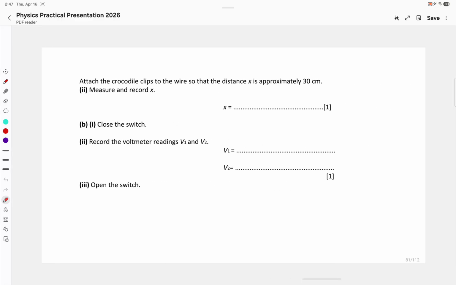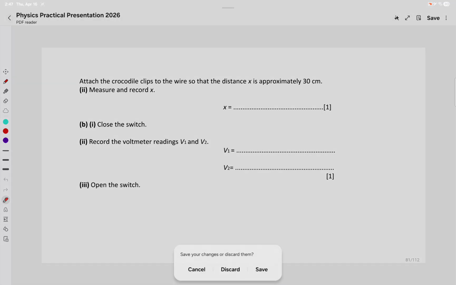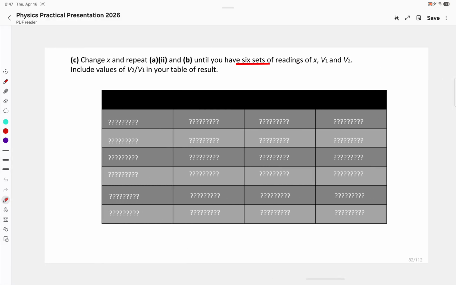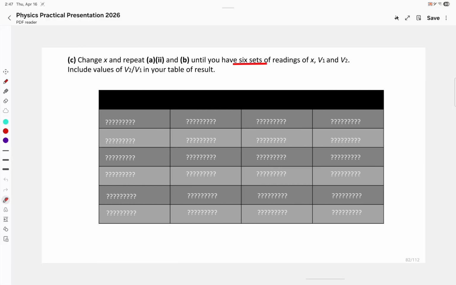See, you have to measure the value of x, then V1 and V2, and now where are you going to put these in a table? A table comprises rows and columns. Change x, repeat a2 and b2 until you have 6 sets of readings of x, V1, V2. Include the value of V2 upon V1 in your table of results. Now here's a blank table, and how are you going to put all these values?